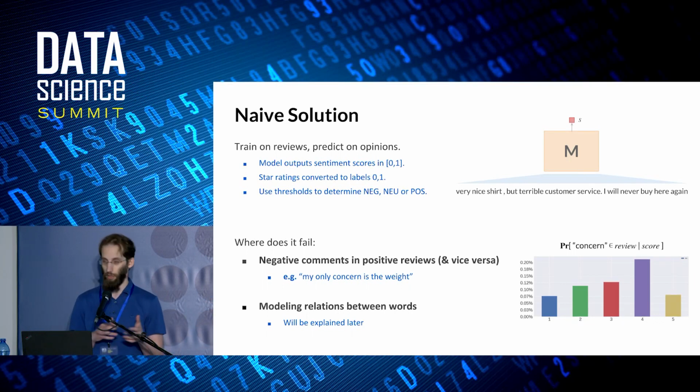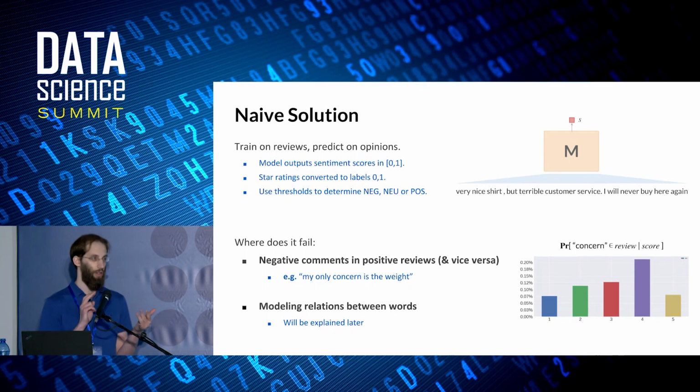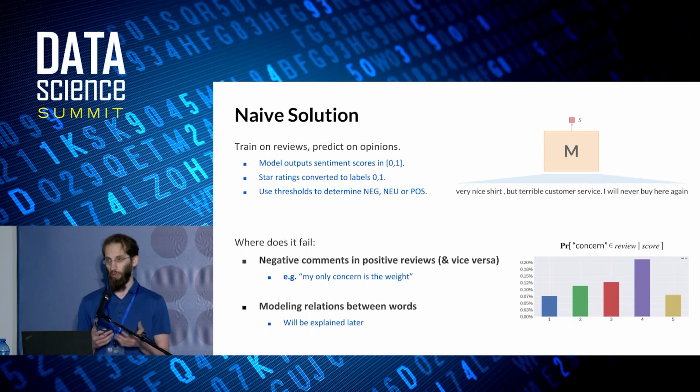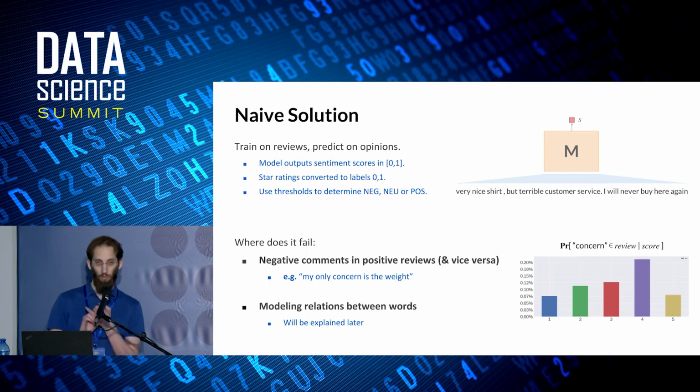There are a few issues with this approach. It usually works well with simple, let's say, single-worded opinions. So for example, good, great, terrific. It's very easy to learn these from reviews and from star ratings. But where does this approach fail? The first place where it fails is having negative comments in positive reviews, or vice versa.